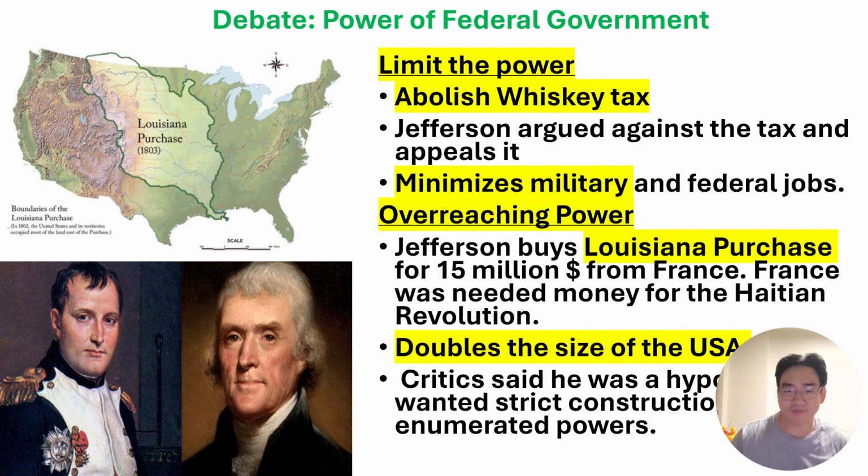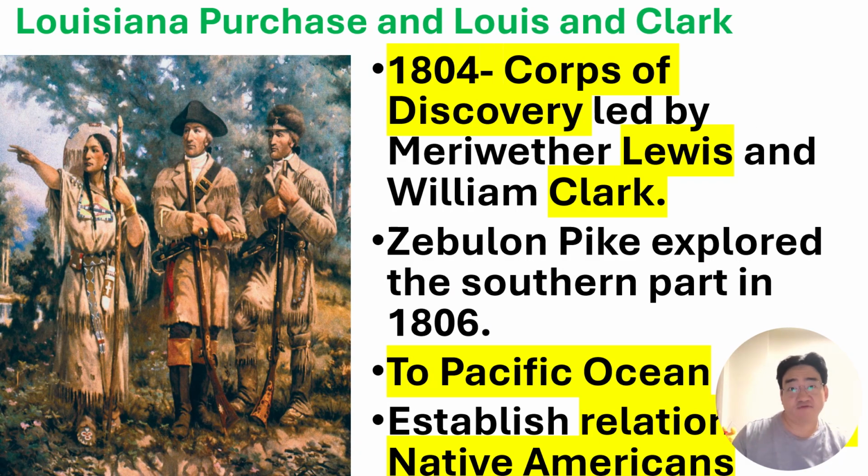So he's sort of doing both, but he is most known for this purchase. Now that Jefferson just doubled the size of the country, he's going to send out Lewis and Clark as part of this group called the Corps of Discovery in 1804. And their stated goals were to make relations with the Native Americans and explore the territory and go all the way to the Pacific Ocean.